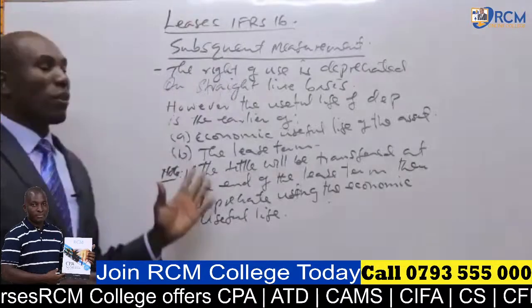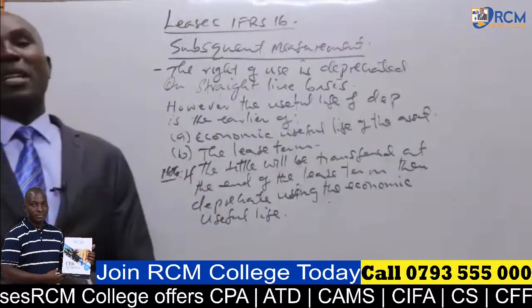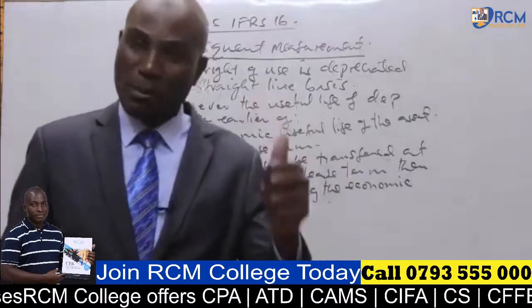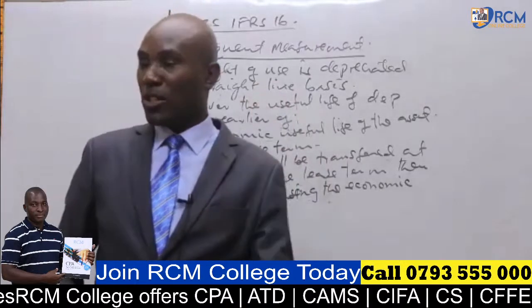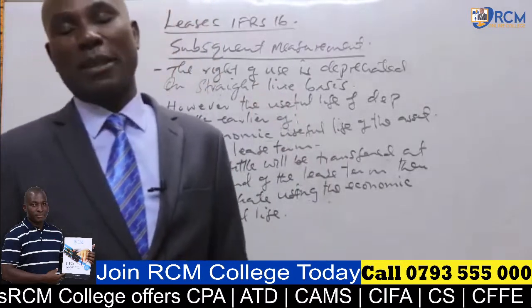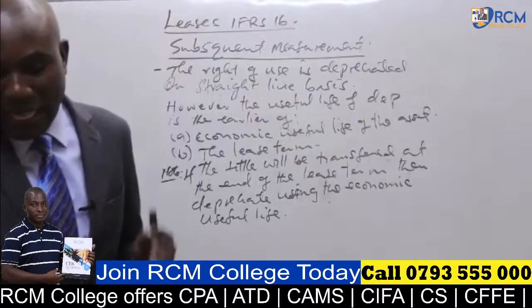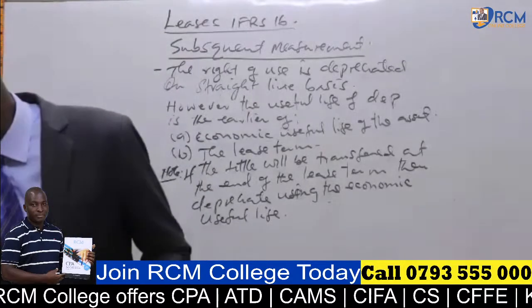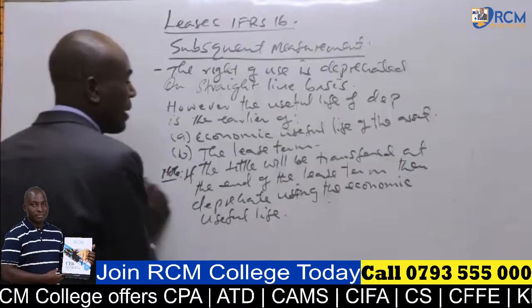Now, that is the right of use on subsequent measurement. The right of use, we have said, we depreciate on straight line. Then, what about the lease liability? How do we measure lease liability on subsequent measurement?